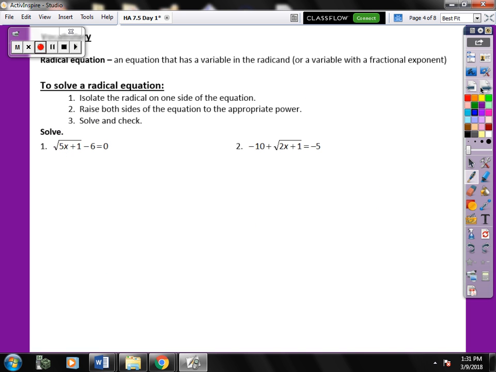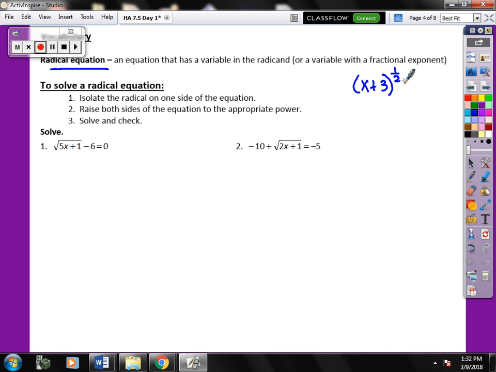Thank you. Okay. What we're going to do today, guys, we're going to solve radical equations. So instead of having quadratics, we'll have square roots, cube roots, something to the 1/3 power. A radical equation is an equation that has a variable that is in the radicand, which means underneath the radical. Or it could also be a fractional exponent, like x plus 3 to the 1/2 power, because that would be a square root.